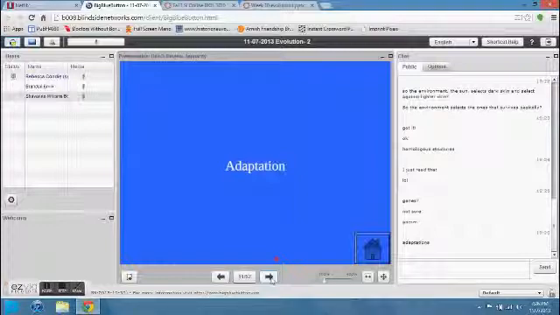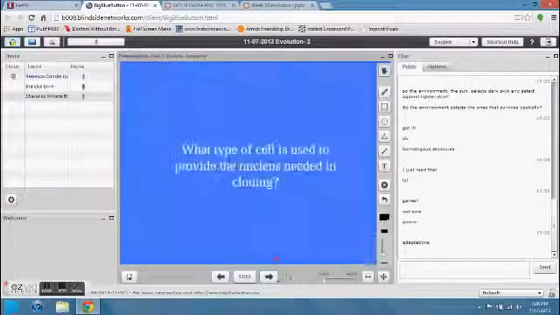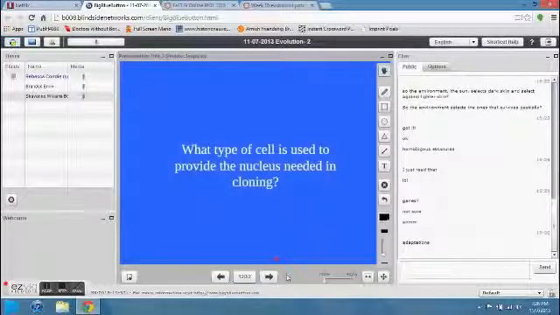Okay. Oh, too far. Alright. Nothing. Never mind. Okay, I hope y'all didn't see the answer to that because I totally clicked too far. But now we're into biotechnology. So what type of cell is used to provide the nucleus needed in cloning?